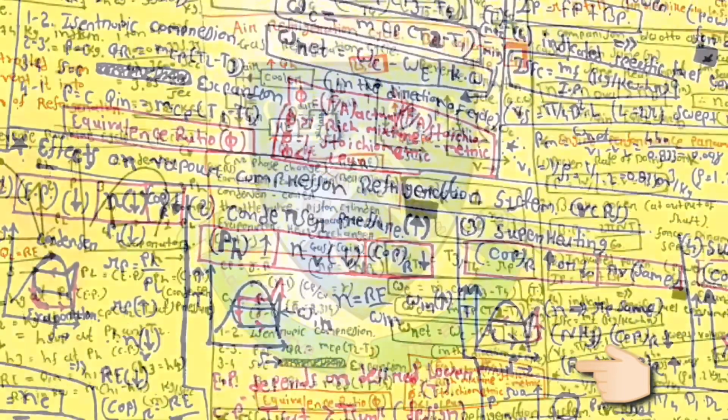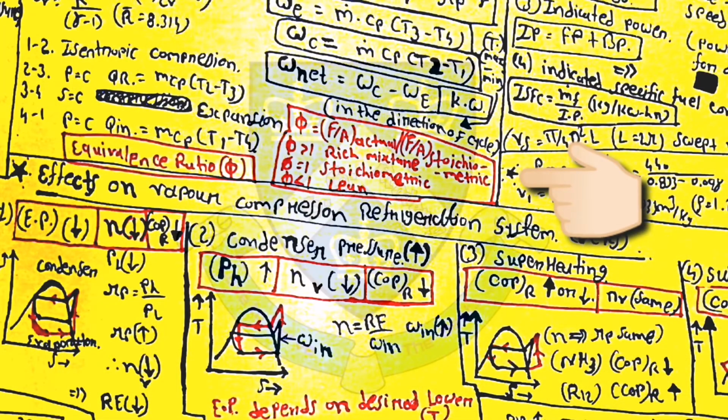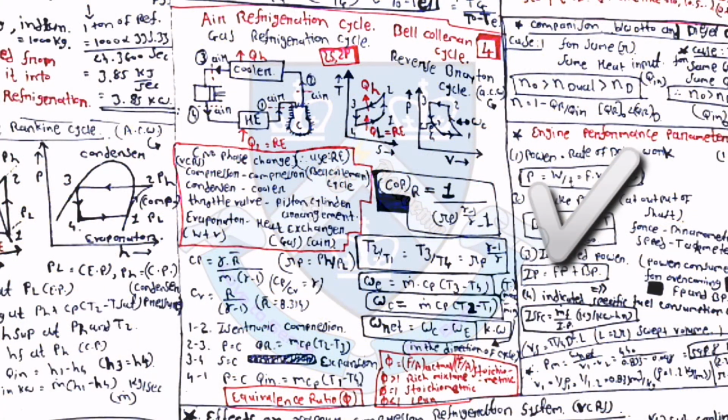After that, there is one concept of equivalence ratio, which is phi. The phi is equal to F by A actual upon F by A stoichiometric. So if phi is greater than 1, then it is a rich mixture. If phi is equal to 1, then it is stoichiometric, and if phi is less than 1, then a lean mixture is there. So this is all about the fourth cycle, which is the air refrigeration cycle.